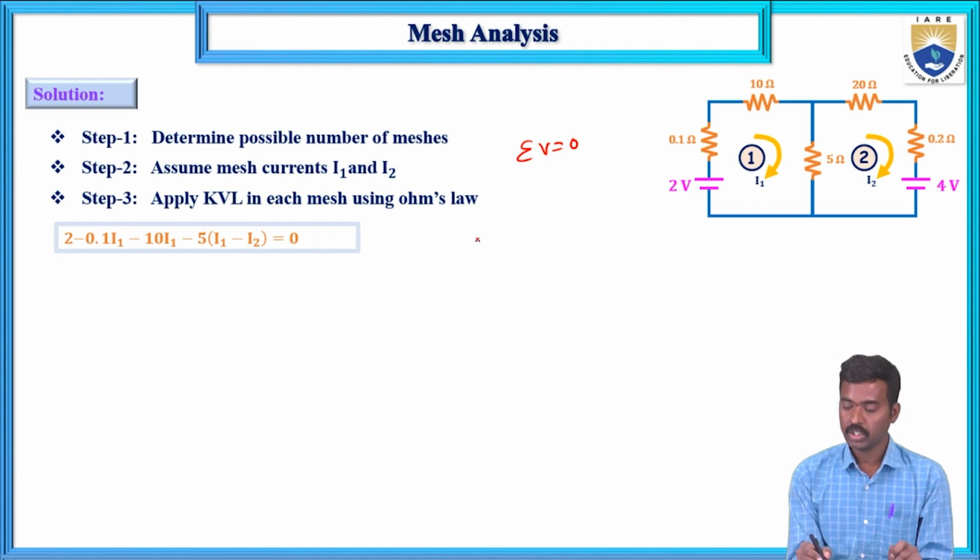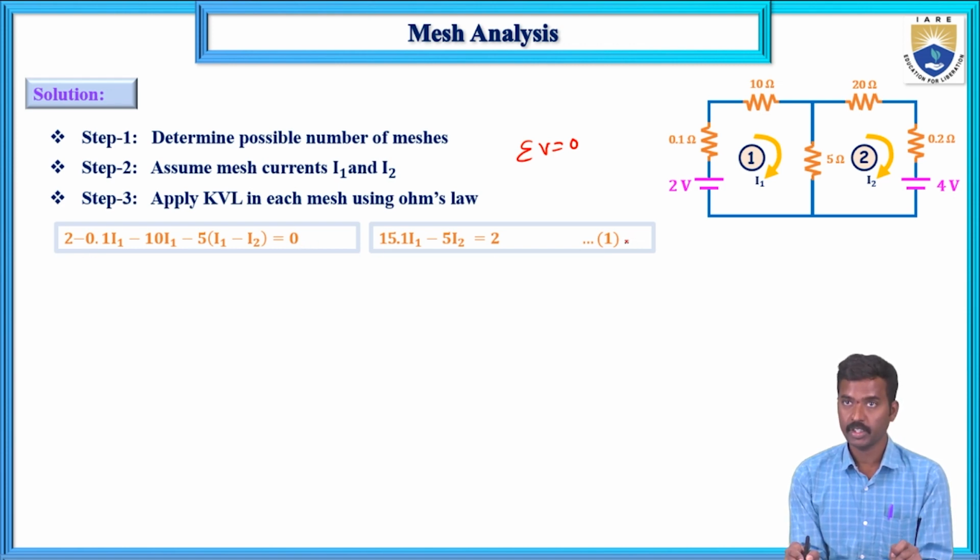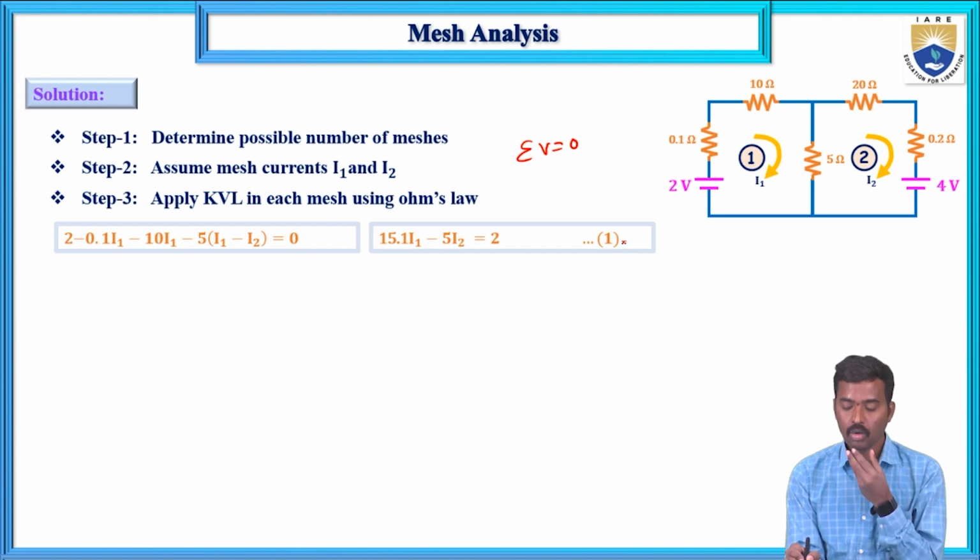Simplify this equation. 10 plus 5 plus 0.1, that is 15.1 I1 minus 5 I2 is equal to 2. So this is the simplified equation, equation number 1.